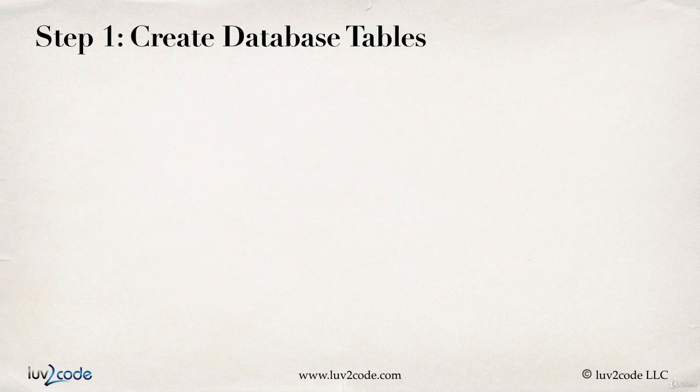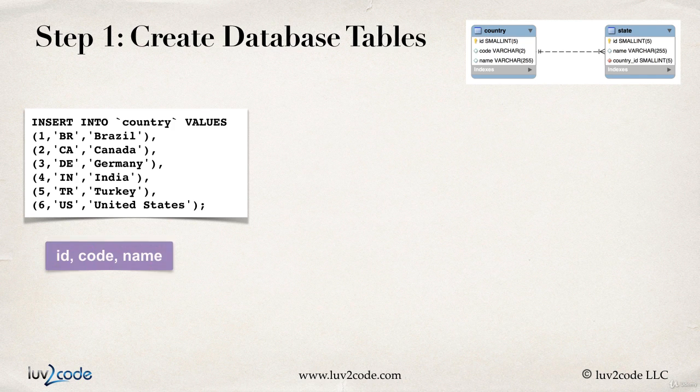All right, so let's go ahead and insert data into our database. So we'll insert some data into the country table. We'll insert data for Brazil, Canada, Germany, India, Turkey, and the United States. The values here are ID, code, and name. And you may wonder, why only 6 countries? As you know, there are more countries in the world.